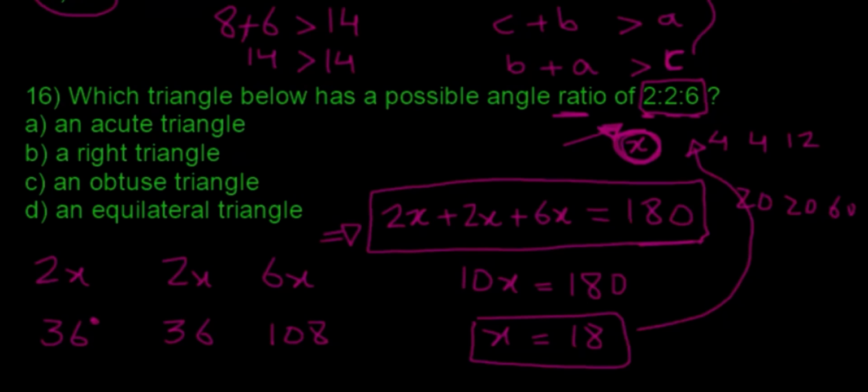What triangle is that? With these three angles, it's not an acute, because acute is all angles less than 90. Not a right, because in a right one of the angles has to be 90. It's an obtuse triangle, because one of the angles is greater than 90 and the other two are less than 90. Equilateral, no doubt, because all three would have to be equal, which is why we go with option C. This is an obtuse triangle.